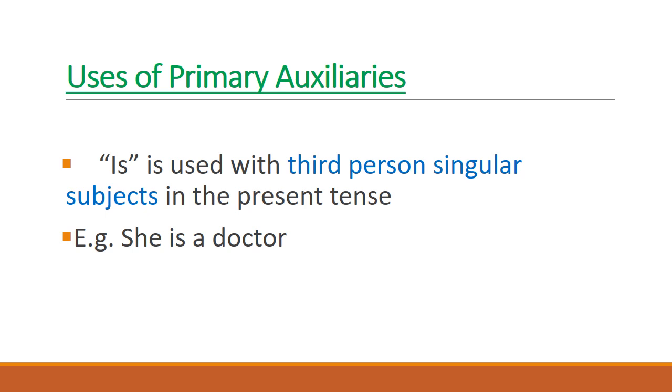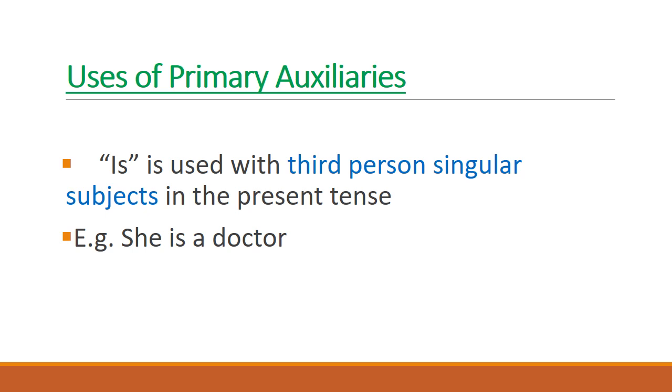Again, the uses of primary auxiliaries. Is is used with third person singular subjects in the present tense. Which one is the third person singular subject in this example? She is a doctor. She is the third person singular subject. She is a doctor. So is is used with a third person singular subject.